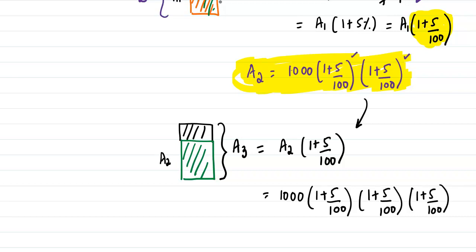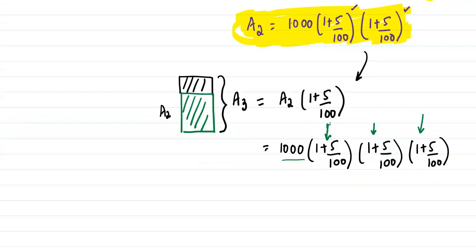You can notice that for the first year, we multiplied our initial investment by a factor of 1 plus 5 by 100. For the second year, we again multiplied it by a factor of 1 plus 5 by 100. And for the third year, we again multiplied it further by the same factor. So by the end of the third year, we have 1000 times 1 plus 5 by 100 raised to power 3.